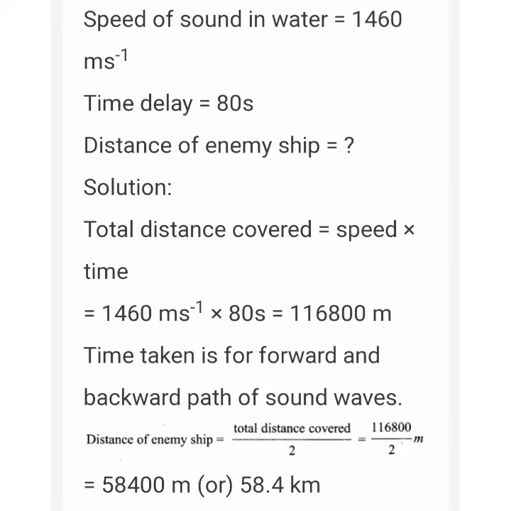Convert it for one travelling, because it has taken 2 travellings, no. So one travelling means the distance between the ship and the enemy ship, that is equal to total distance by 2. So you will have 1,16,800 divided by 2, which is equal to 58,400 meters. If you want to convert into kilometer, divide it by 1000. So it is 58.4 kilometers.